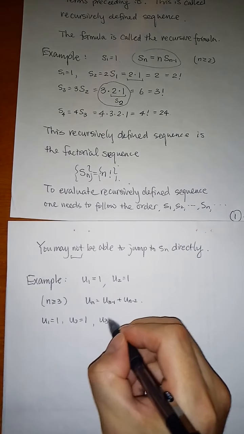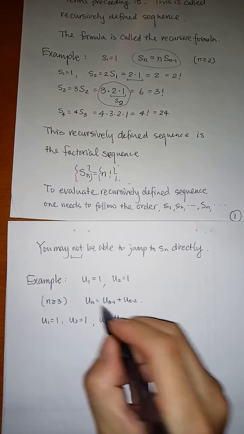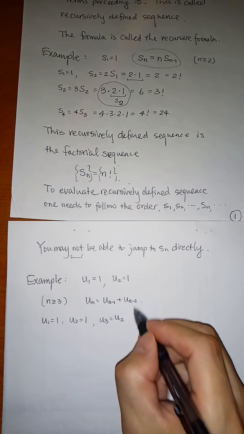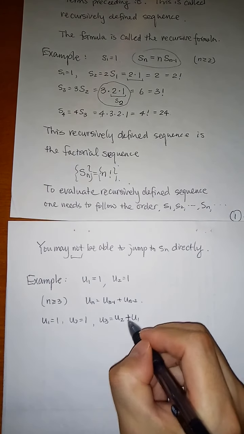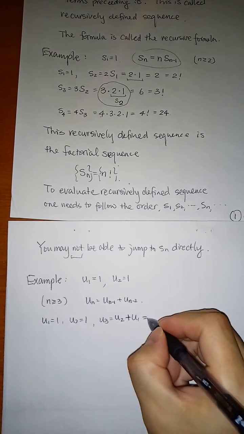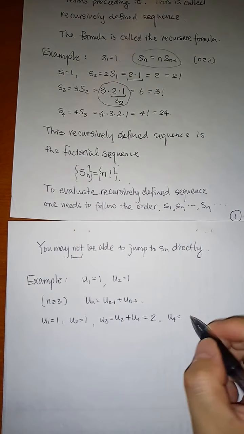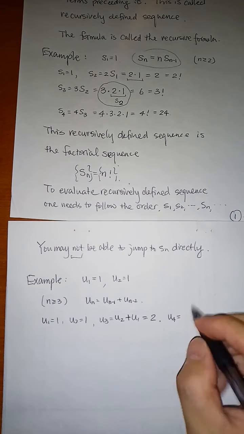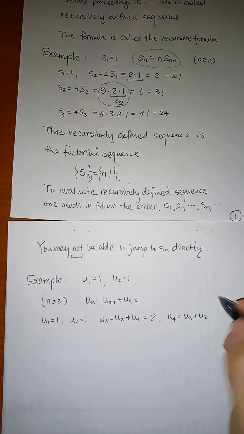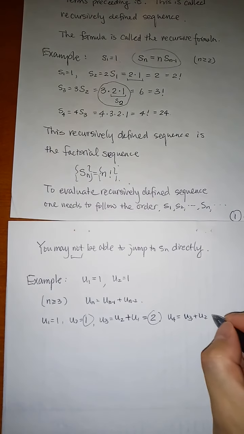Let's start with U3. When n is 3, 3 minus 1 is 2, and 3 minus 2 is 1. So U3 is actually U2 plus U1, which is equal to 2. U4: n is 4. 4 minus 1 is 3, 4 minus 2 is 2. So U4 is U3 plus U2, which is 4.